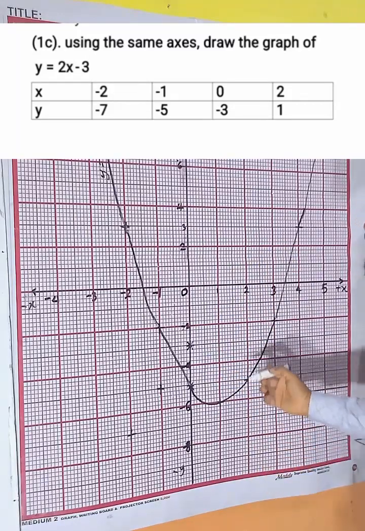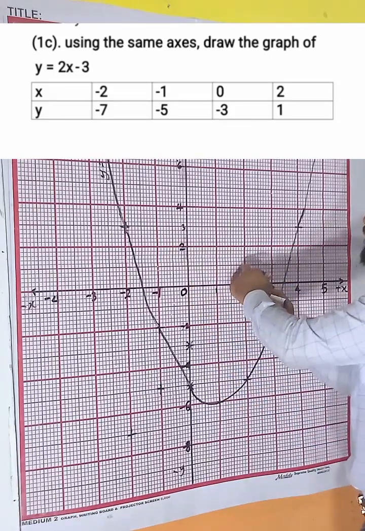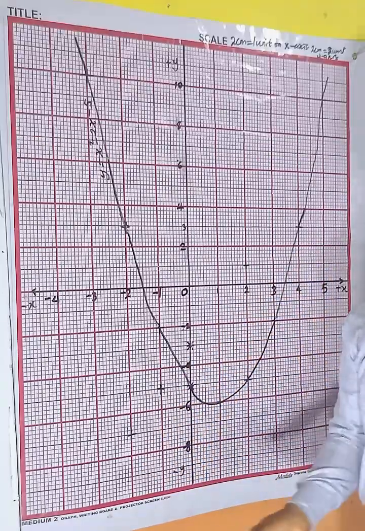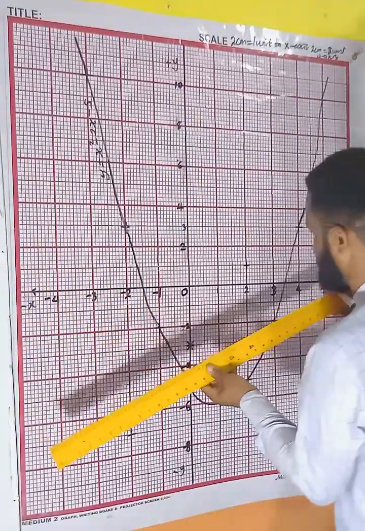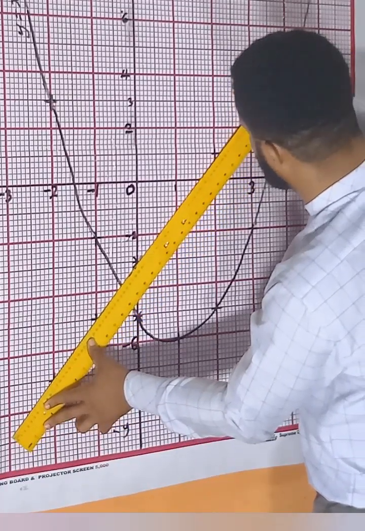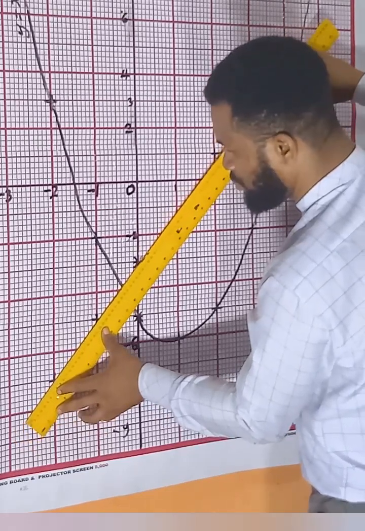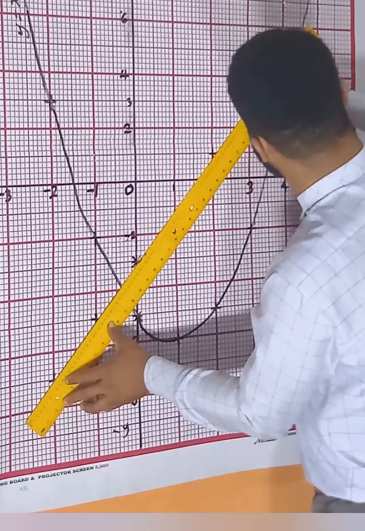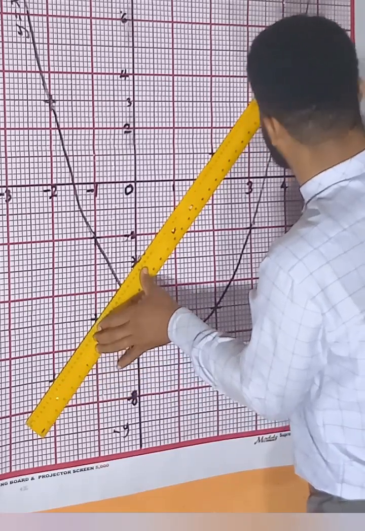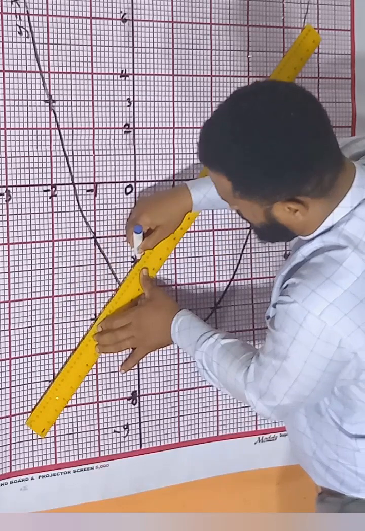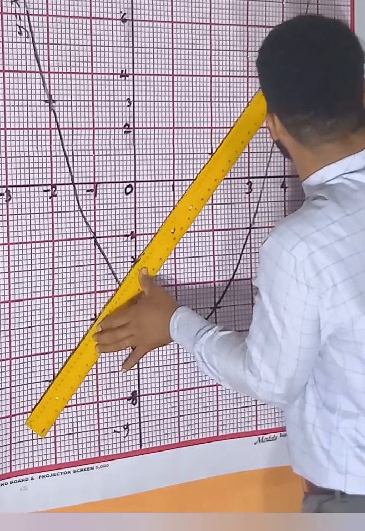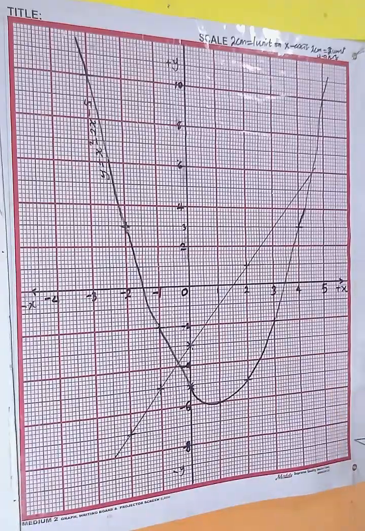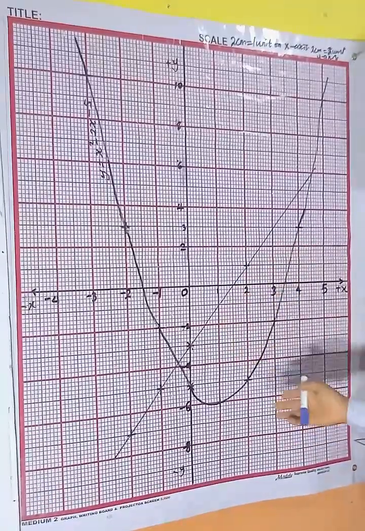So when x is 2, y is 1. This is x is 2, y is 1. Look at 1 here. So this is the point. So what I'm going to do is to join this straight line. So I have joined my straight line.